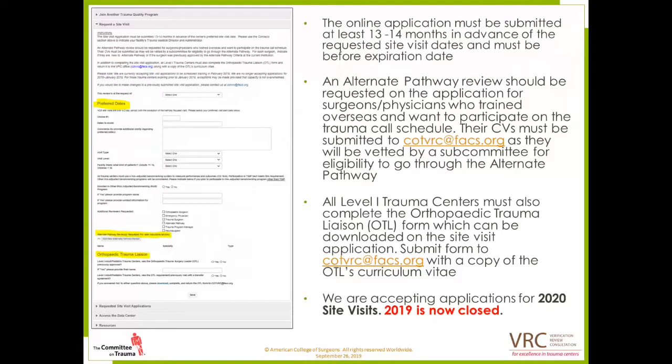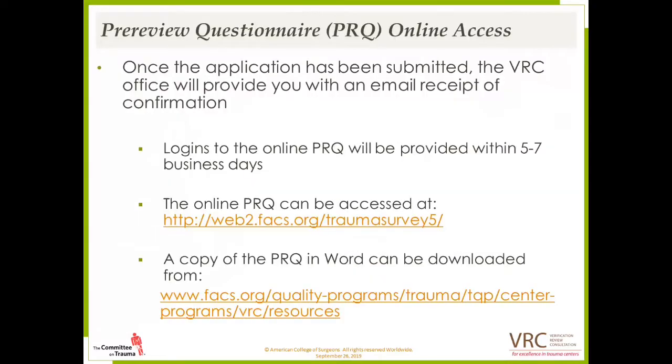You'll also see on there that all Level 1 trauma centers must complete the Orthopedic Trauma Liaison OTL form, which can be downloaded on the site visit application. And you could also submit that form to the COT VRC email with a copy of the OTL's curriculum vitae. At this time, we are accepting applications for 2020 site visits. 2019 is closed. So once the application has been submitted, the VRC office will provide you with an email receipt of the confirmation. And then in about 5 to 7 days afterwards, you'll receive the logins to the online PRQ.